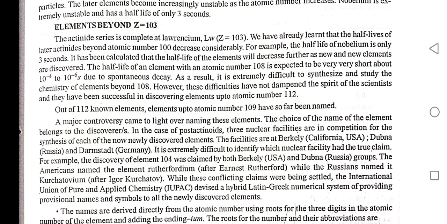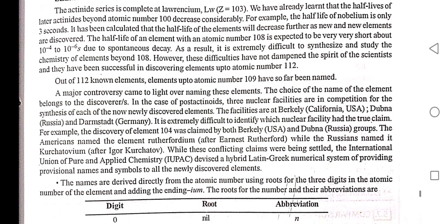Darmstadt, Germany. It is extremely difficult to identify which nuclear facility had the true claim. For example, the discovery of element 104 was claimed by both the Berkeley, USA and Dubna, Russia groups. The Americans named the element Rutherfordium after Ernest Rutherford, while the Russians named it Kurchatovium after Igor Kurchatov.